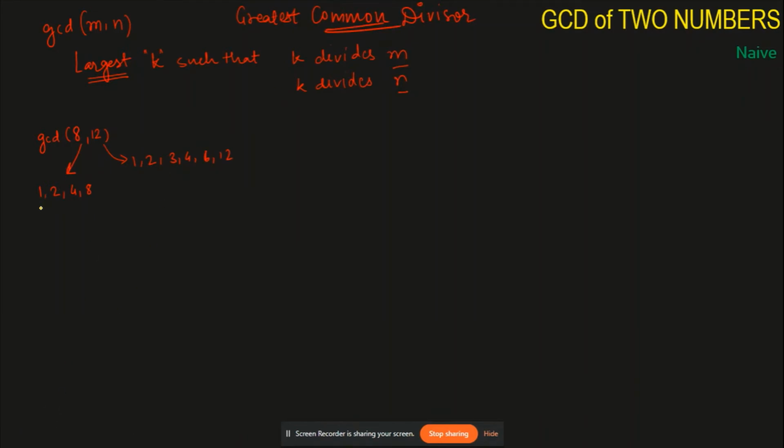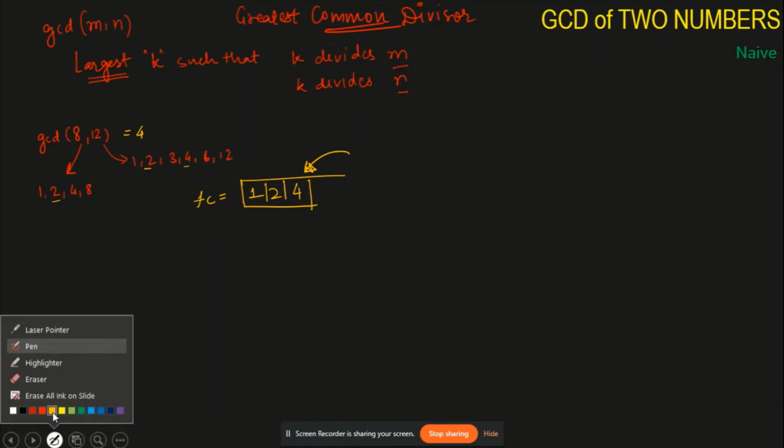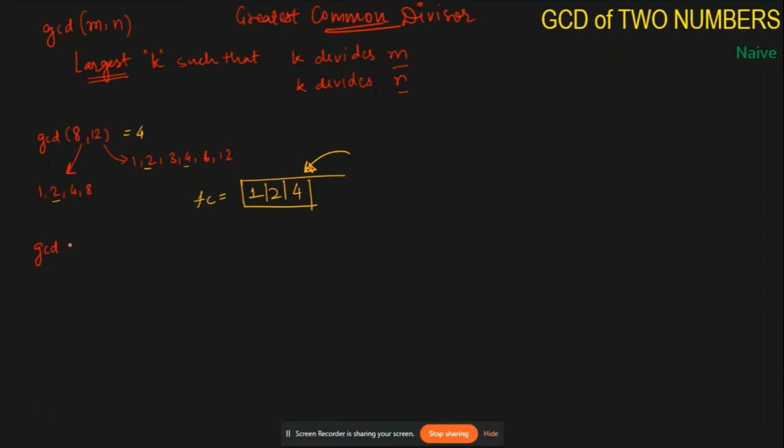So here, 1, yes, it is common. So we will make an array where we have 1 as one of the answers. 2, yes, 2 is also there. We need the greatest. 3 is not there. 4 is there. 8 is not there. 6 is not there. And 12 is not. So this is the array of common factors. Now we're going to calculate the greatest one, which is the rightmost one, of course. So the greatest common divisor of 8 and 12 is 4.